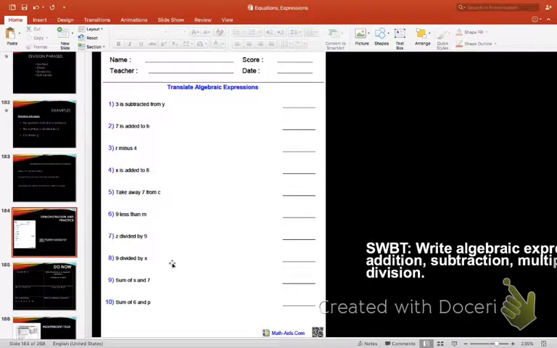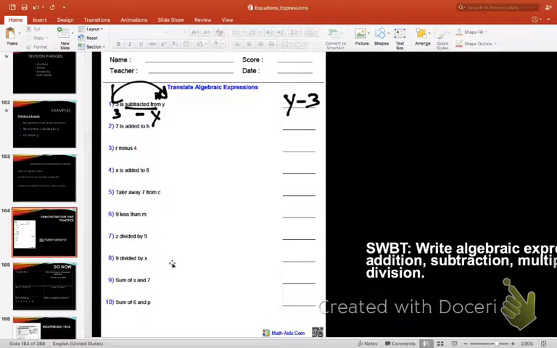So first off, the first one is 3 subtracted from y. So in order to write the expression, it's really easy. We have 3, that's our number, subtracted from, well, what does that mean? Well, that's subtract, and y. But this is one of those that has a star next to it, okay? So subtracted from was one of those that has a star, so we need to alternate the variable and the number. So our answer is going to be y minus 3, and that's how you write that.